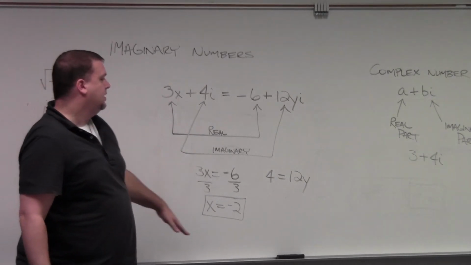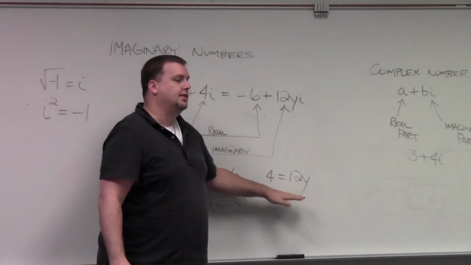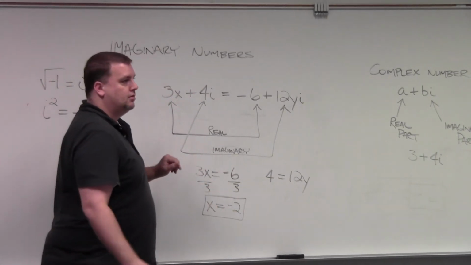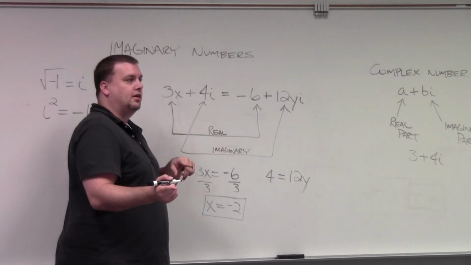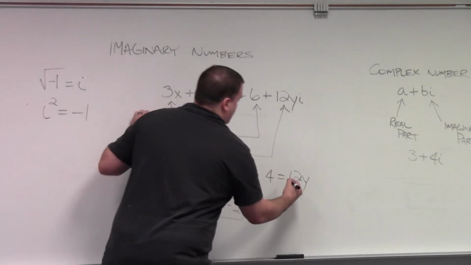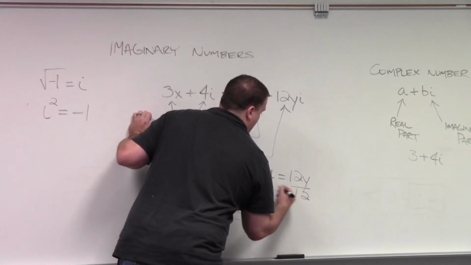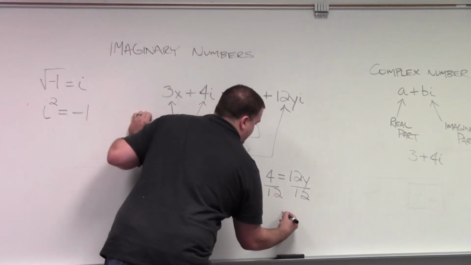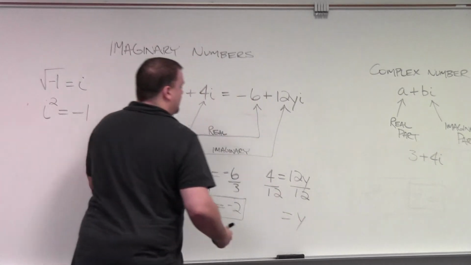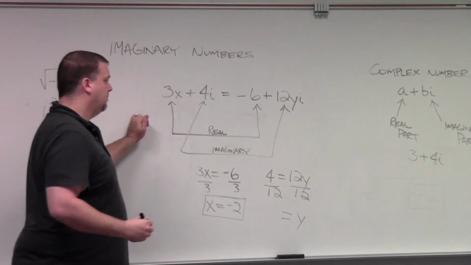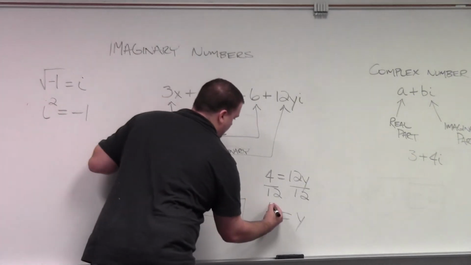What would I divide both sides on my second equation by to get y? We're trying to get y by itself, so we're going to divide by 12. So that's going to be a fraction, right? What's 4 over 12? What does that reduce to? 1/3.